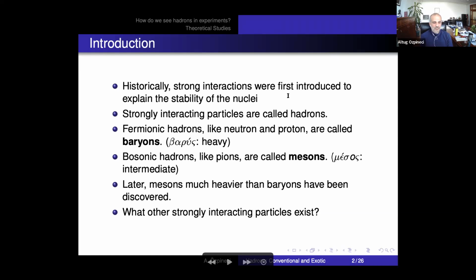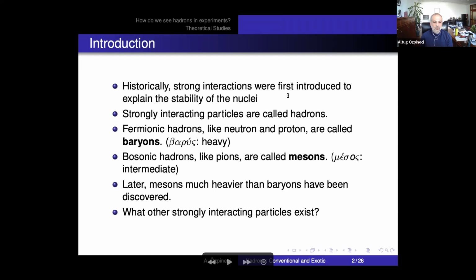Some were quite heavy, much heavier than the electron, which was the particle known before the nucleus. So they were called baryons, from the Greek baros, which means heavy. Then there were other hadrons, the bosonic hadrons, with an intermediate mass. The first discovered meson was the pion. It has a mass between the baryons and the electrons, so they were called mesons, intermediate from Greek. Of course, with new experiments we discovered mesons much heavier than baryons, so this meaning of intermediate and heavy doesn't really make sense at the moment.